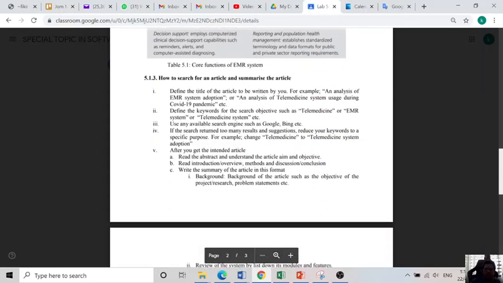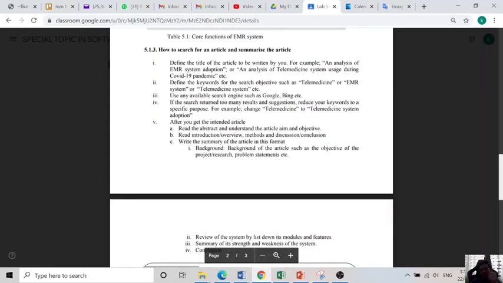Okay, your main task here is to search the article and summarize the article. So what you need to do is first, and I will explain how to do a search for an article. The first step is you need to define the title of your report to be written.